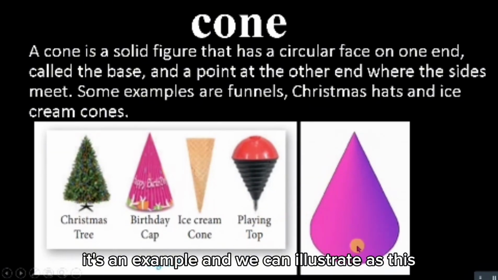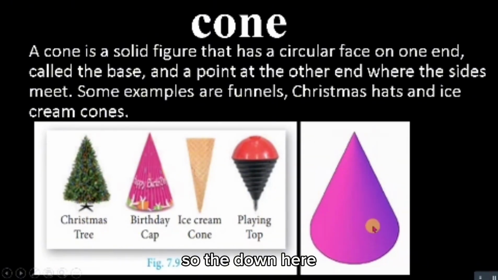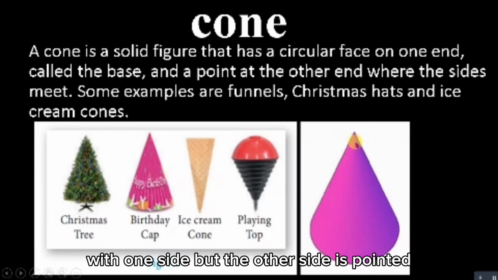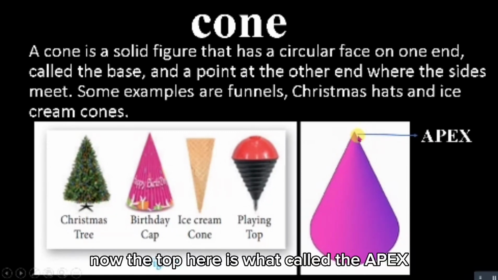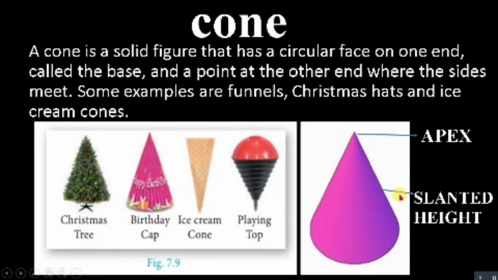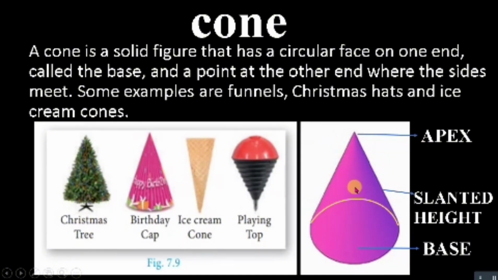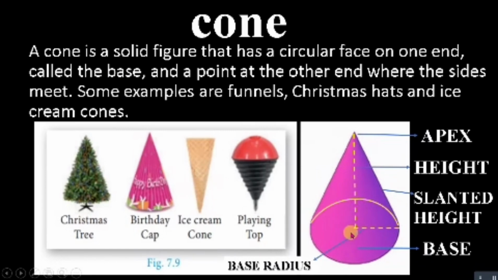And we can illustrate it as this. The bottom here is forming a circle. That's why we say that it is like a cylinder with one side, but the other side is pointed. Now the top here is what we call the apex. And we have the slanted height, then we have the base, which is what we just talked about. It's a circle. If you have one of these circles on top and you join them, you form a cylinder. But here, you only have one base and we have the apex. Now we have the height and then the base radius. So these are the parts of a cone.